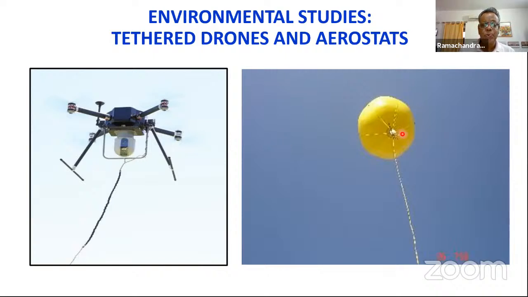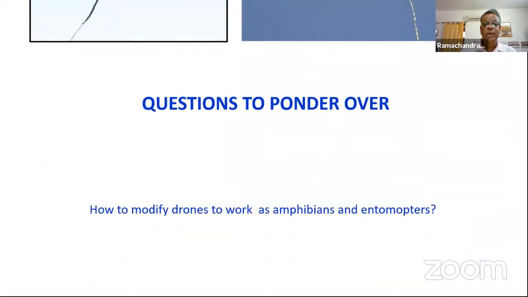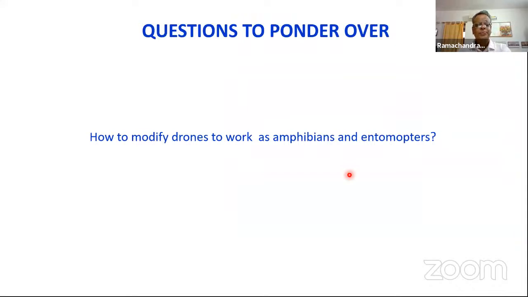And similarly, it can also work with an aerostat. It's nothing but a static, there's no propulsion system there. It works on the principle of buoyancy, and both together will do a lot of work. So the question therefore is how to modify drones to work as amphibians and entomopter. This is one typical question. I thought I'll mention this.